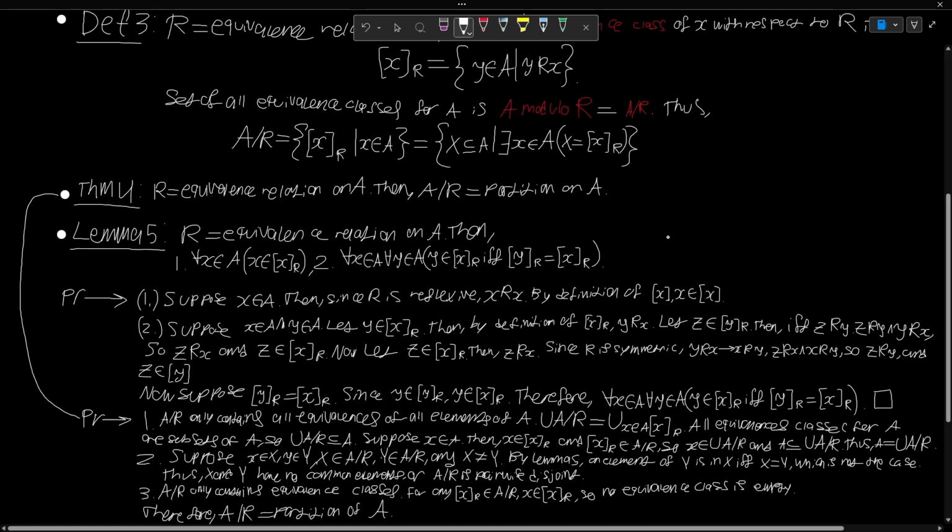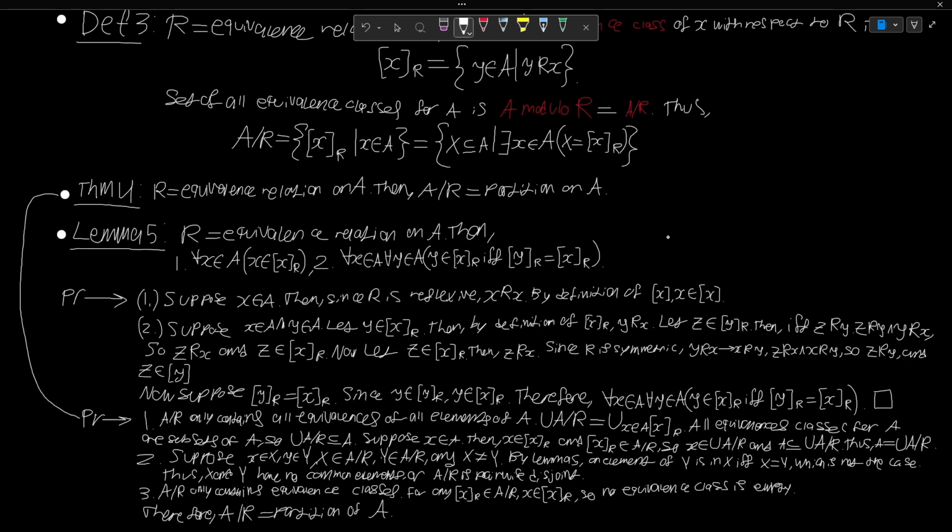This theorem says that if R is an equivalence relation on A, then A modulo R is a partition on A. Well, in fact, every partition of A arises in this way.